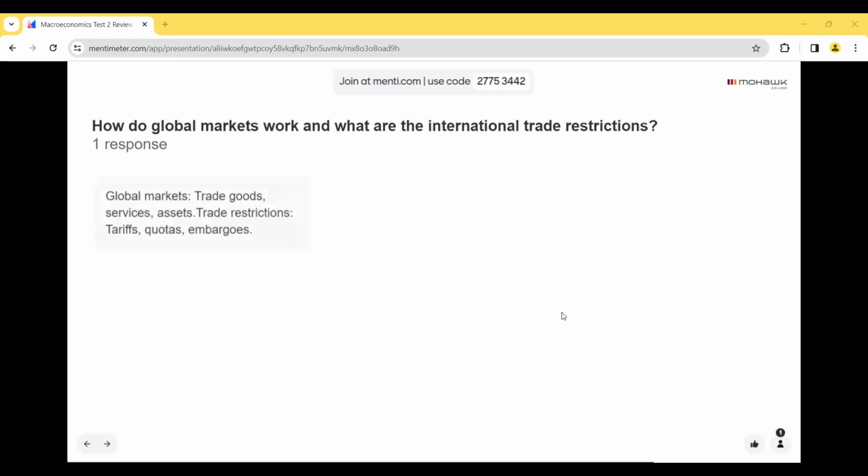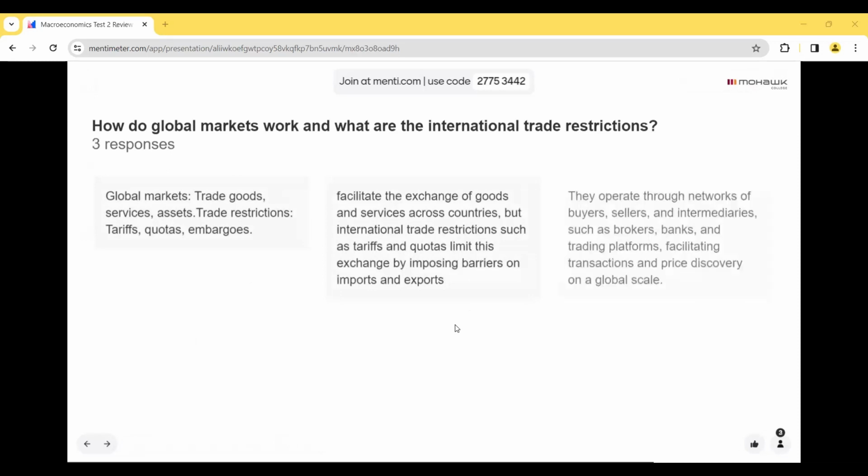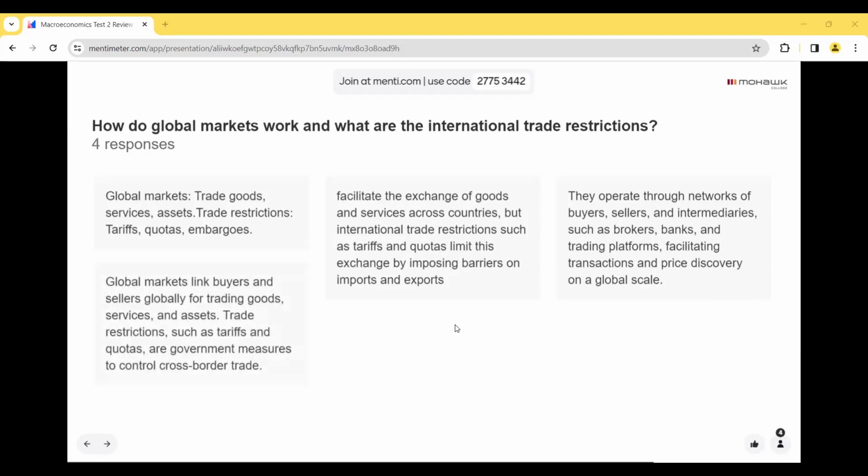Global markets trade goods, services, and assets. Trade restrictions include tariffs, quotas, and embargoes. Global markets facilitate the exchange of goods and services across countries, but international trade restrictions such as tariffs and quotas limit this exchange by imposing barriers on imports and exports. They operate through networks of buyers, sellers, and intermediaries such as brokers, banks, and trading platforms, facilitating transactions and price discovery on a global scale.